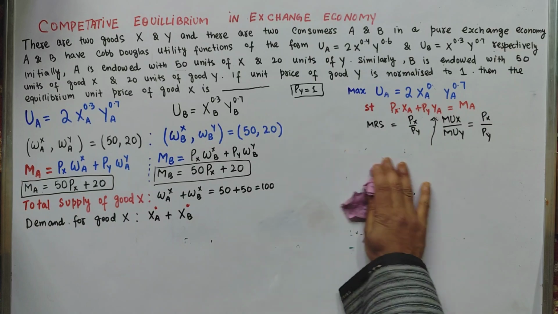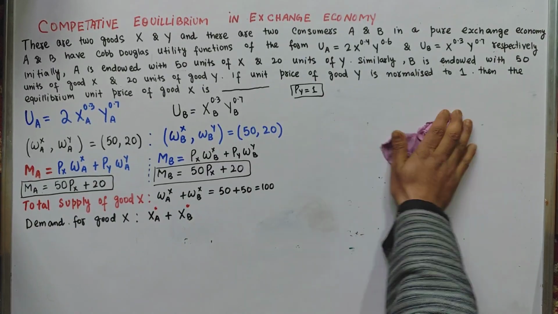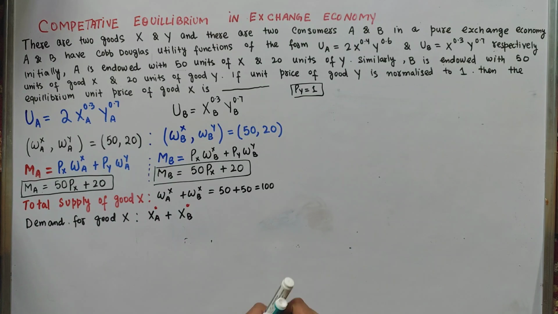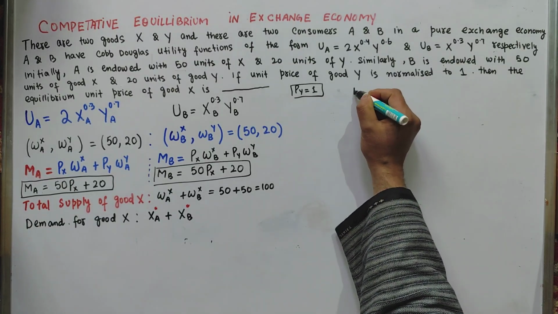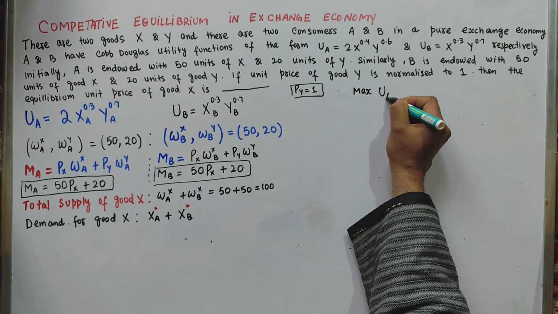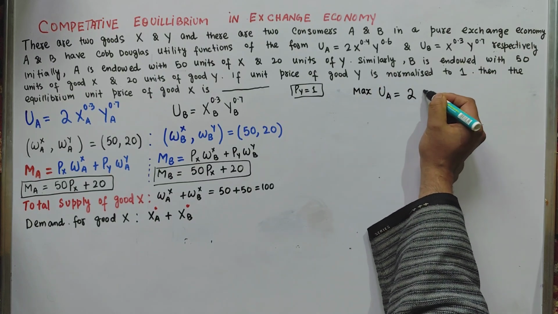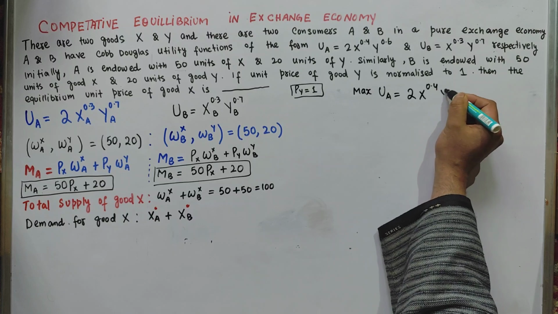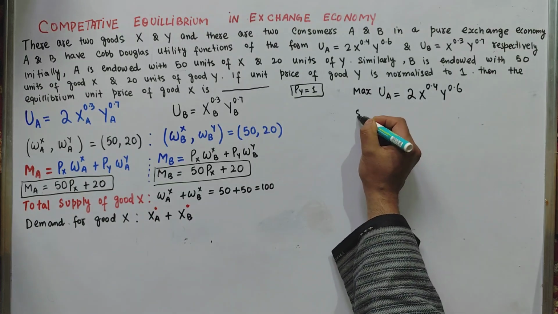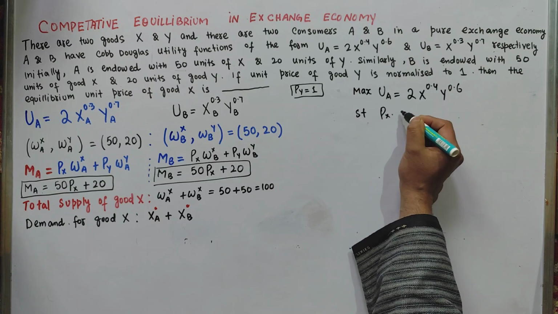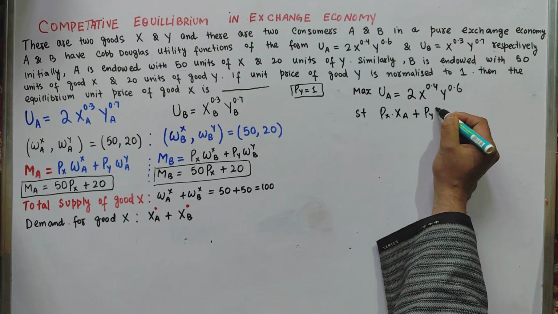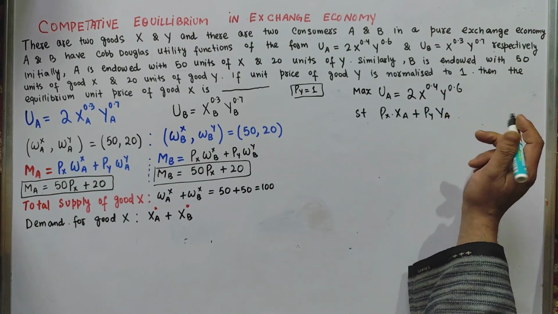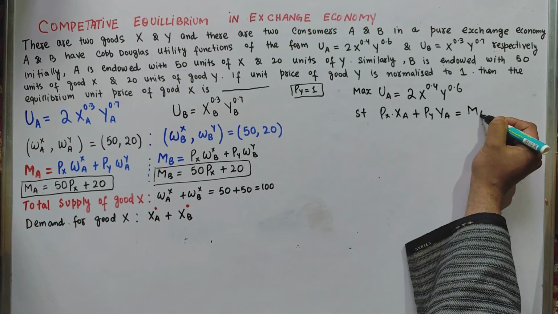So you can see what happens if a mistake happens. So to calculate the demand function for good A, we want to maximize the utility function of good A, which is given as twice x raised to the power 0.4 y raised to the power 0.6 subject to the budget. What will be the budget? Price of x times units of good x_A plus price of y times units of good y held by person A should be equal to the income of the consumer A.